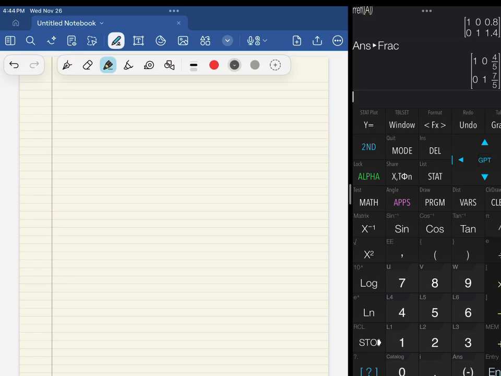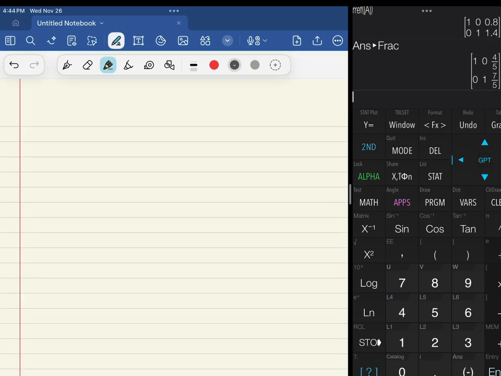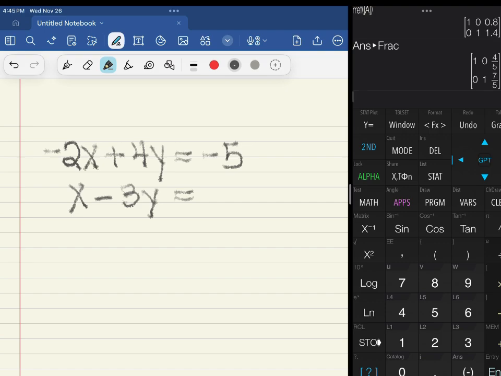So let's do, I may have to make up one this time. Let's do 3x. Give me just a minute. How about -2x plus 4y equals -5. And x minus 3y equals, I'll pick a different number, 7.